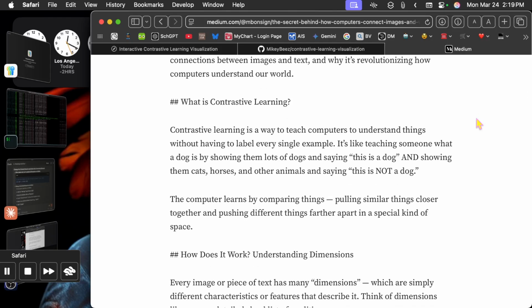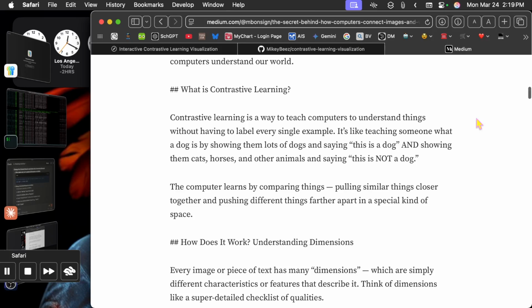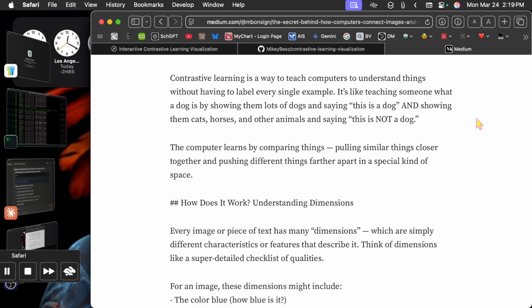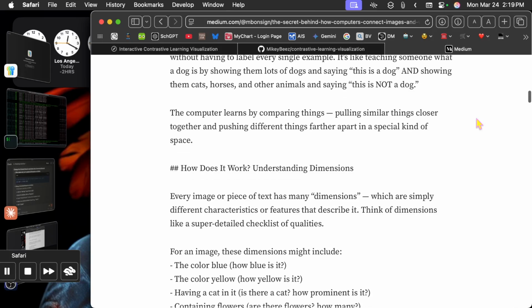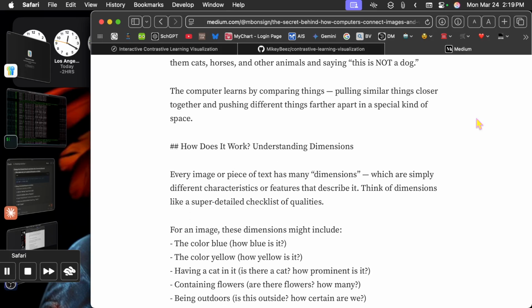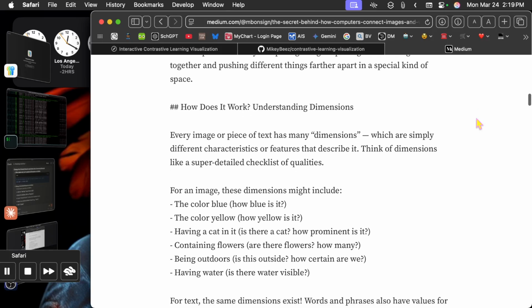What is contrastive learning? Contrastive learning is a way to teach computers to understand things without having to label every single example. It's like teaching someone what a dog is by showing them lots of dogs and saying this is a dog, and showing them cats, horses, and other animals and saying this is not a dog. The computer learns by comparing things, pulling similar things closer together and putting different things farther apart in a special kind of space. How does it work?